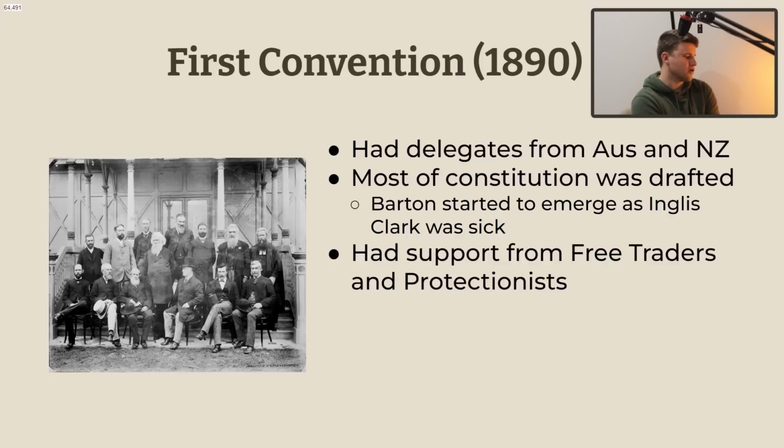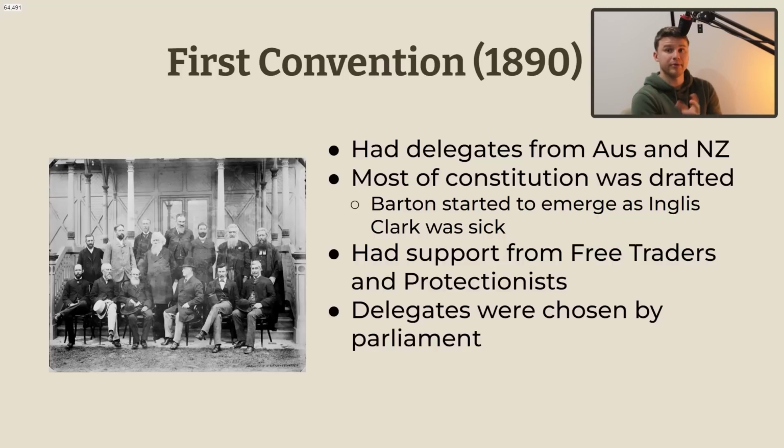Both the Free Traders and the Protectionists supported federation, and they made that pretty clear in the first convention. Labor, far less keen, but there was some support starting to grow. And it's important to note that the delegates to represent each colony were chosen by the Parliament, not chosen by the people.